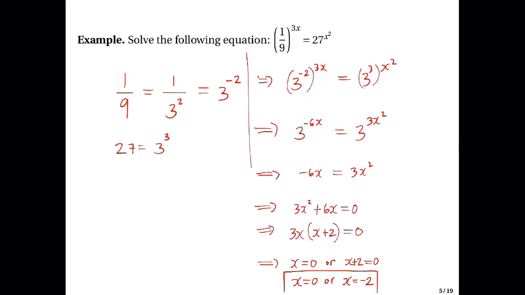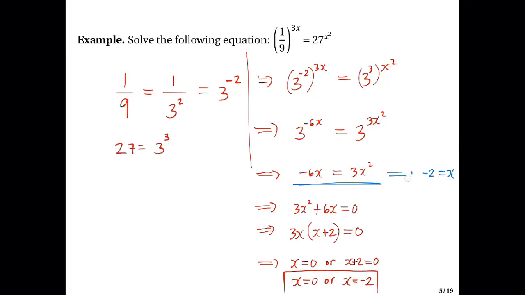Now, some students will do this. Okay, some students will do this. For example, from this part, what they're going to do is divide each side of the equation by 3x. Okay? So when they do that, they will get minus 2 equals x. So how did that happen?